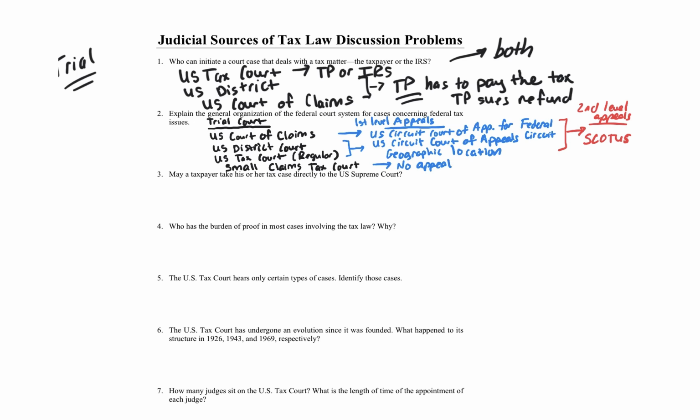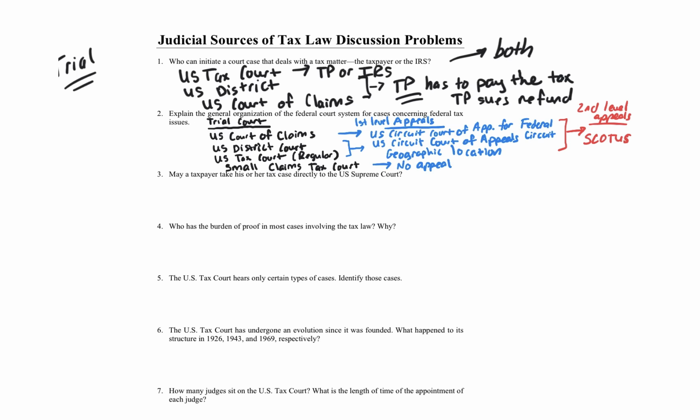We start with the trial court, then you go to the first level appeals unless you're small claims, because you're stuck at the trial court decision. And then you potentially can appeal to the Supreme Court if 4 of the justices grant cert. Okay, at least 4 of them consider hearing the case. Let's go to question 3 now.